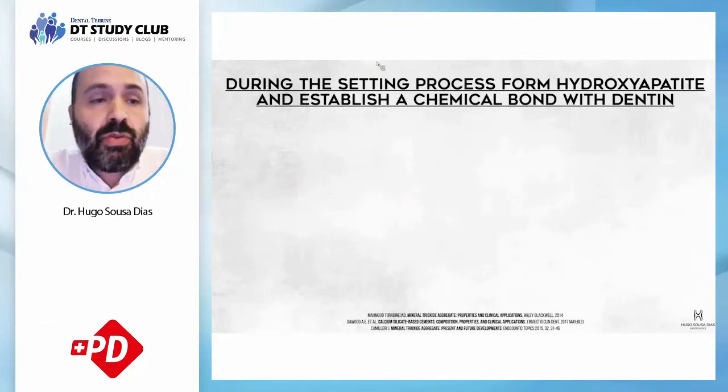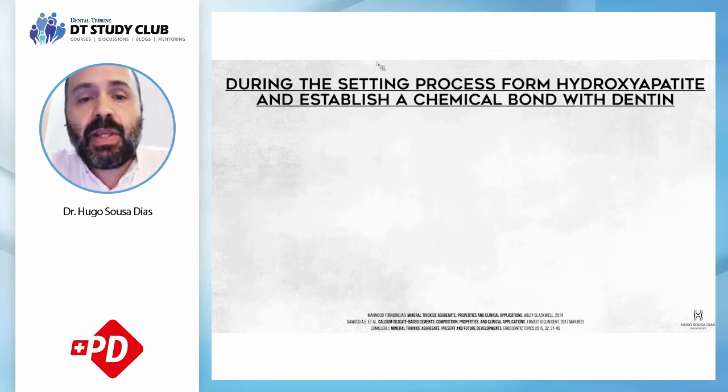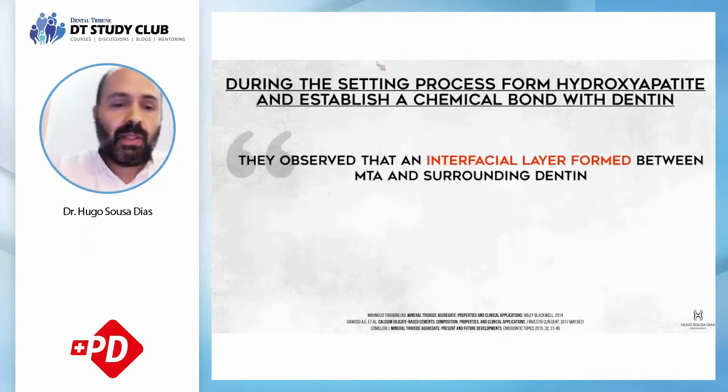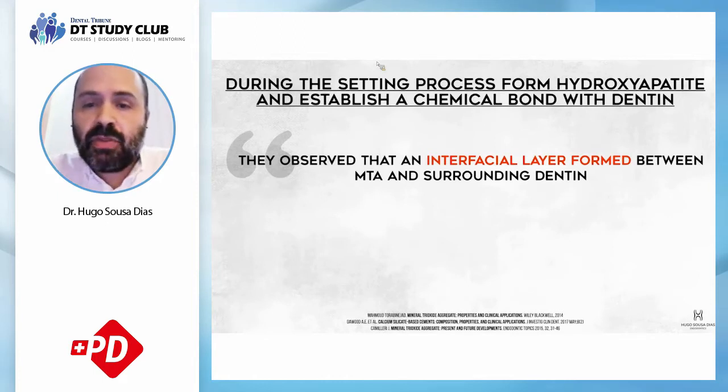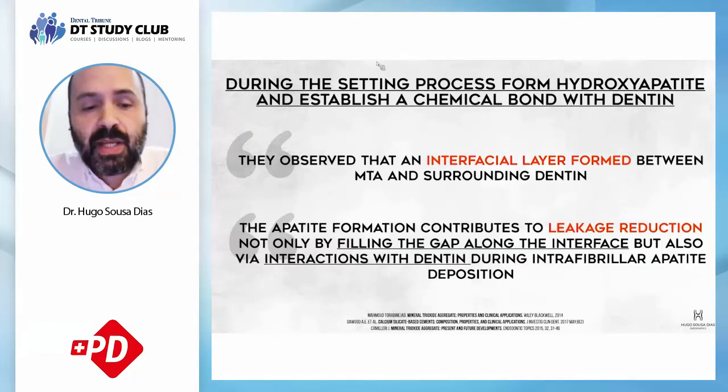And it's related to another property. During the setting process, it forms hydroxyapatite and establishes chemical bonding with dentin. They observed that this bonding creates an interfacial layer between the MTA and the surrounding dentin. The apatite formation contributes to leakage reduction, not only by filling the gap along the interface, but also via interactions with dentin during interfibrillar apatite deposition.